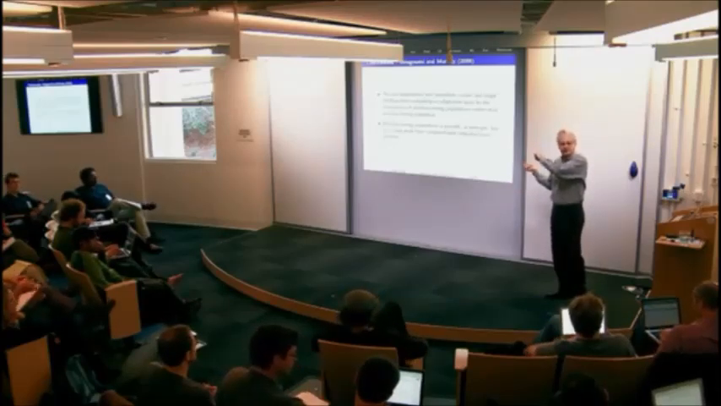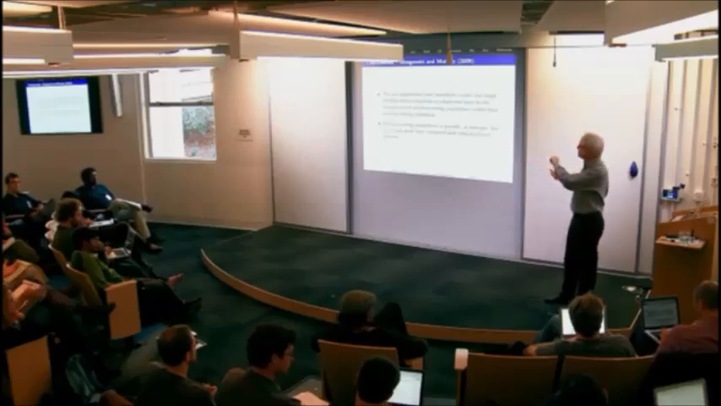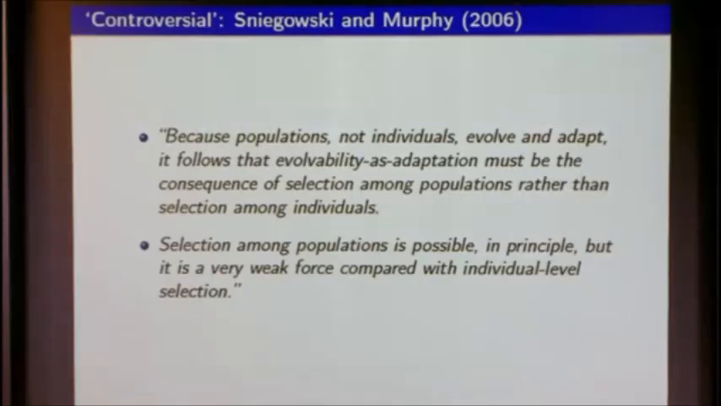So here's Sniegowski and Murphy. Because populations, not individuals, evolve and adapt, it follows that evolvability as adaptation must be the consequence of selection among populations rather than selection among individuals. Selection among populations is possible in principle, but is a very weak force compared with individual level selection.